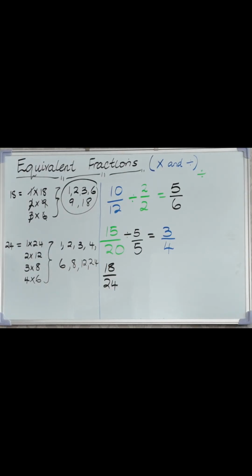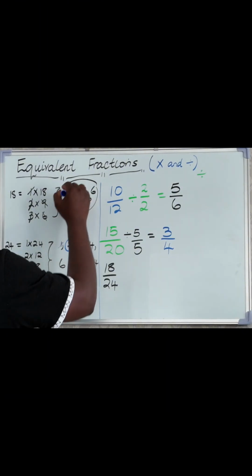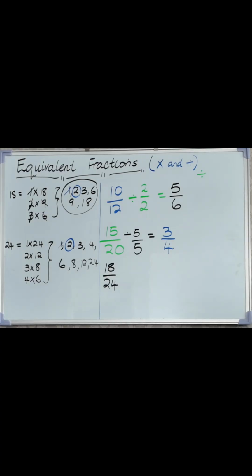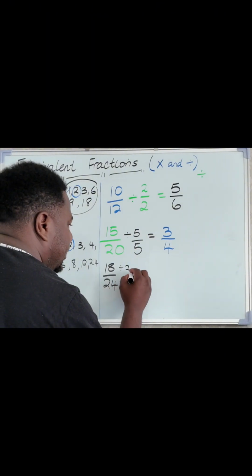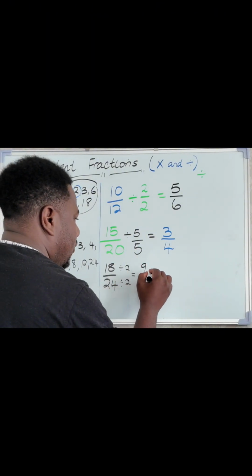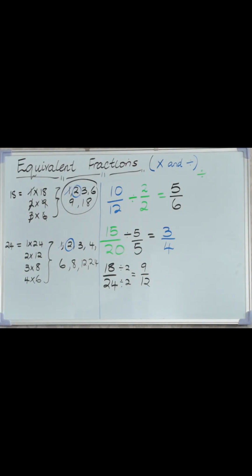Right. So if you look at this, you can see that we have got 1 and 1, which don't change anything. So we've got 2 and 2, which means we can actually divide this by 2. So we're going to say divided by 2, divided by 2, which gives us 9 over 12. So we are saying 18 over 24 is equivalent to 9 over 12.